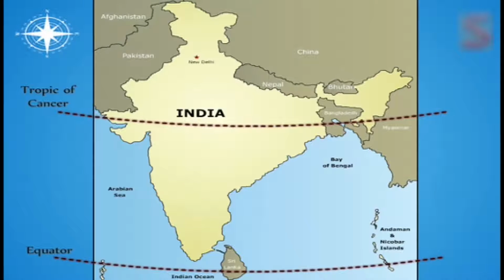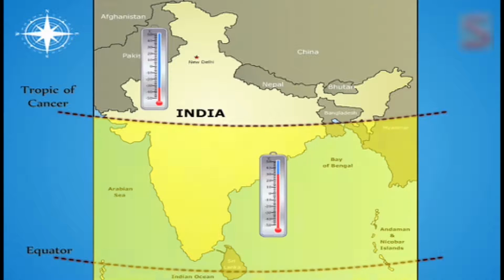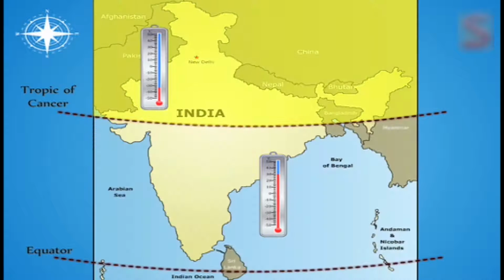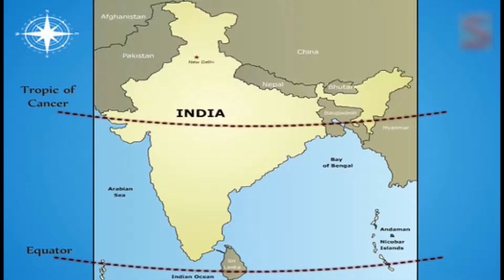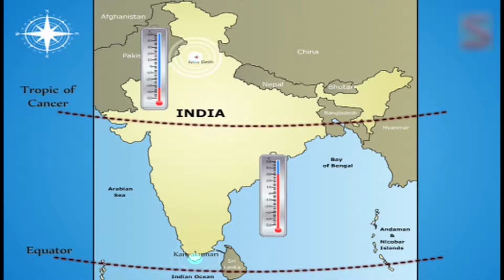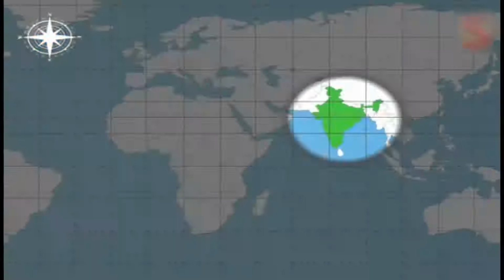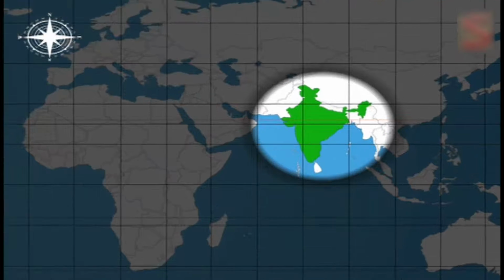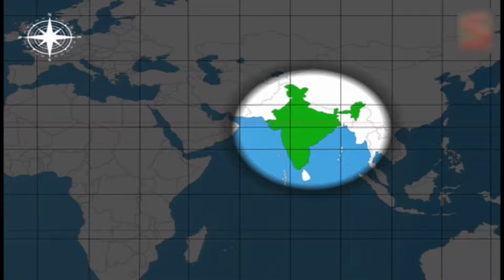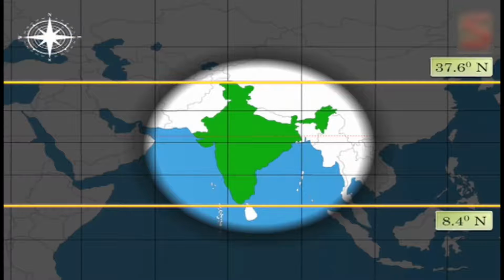If we look at our country, the southern part of India is in the tropical belt closer to the equator. This region therefore has higher average temperature compared to northern India. As a result, one can experience a different climate in Kanyakumari and a contrasting climate elsewhere, maybe in Bhopal or New Delhi. Our country is located roughly between 8 degrees and 37 degrees north latitudes.